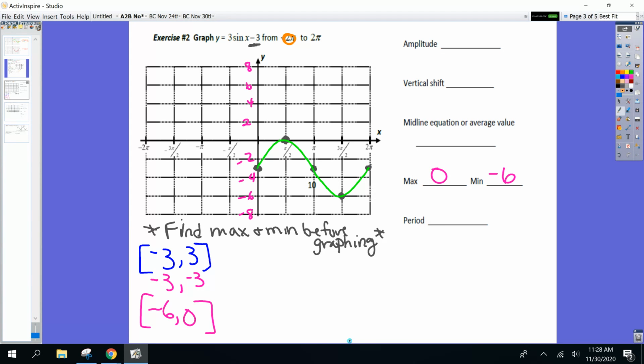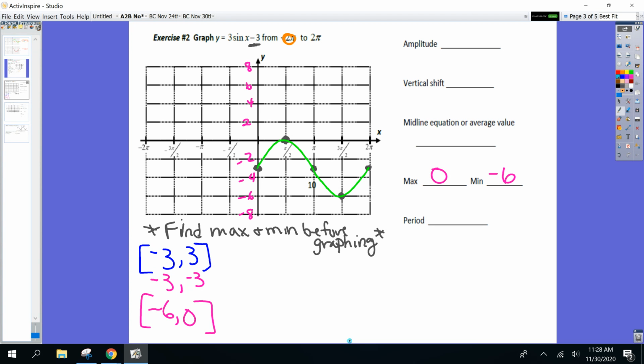There it is. And I'll answer the questions here in a second. Just want to make sure we're all good there. Midline is always the shift. Always where you shifted. All right, let's answer some of these questions because we got some new vocabulary here.